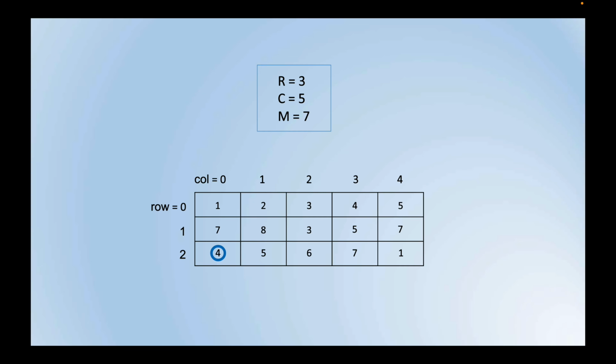We also do it for the next row. The 4 becomes an 11, the 5 becomes an 8, the 6 becomes a 9, the 7 becomes a 10, and finally the 1 becomes a 6. And since 6 is the smallest number on the third row, that means the final path will look like this.